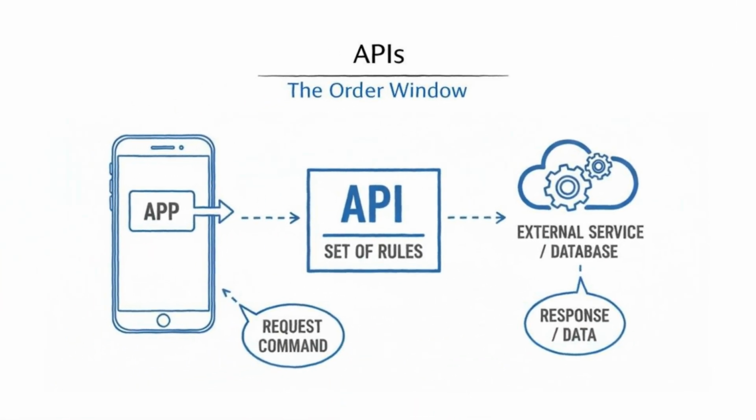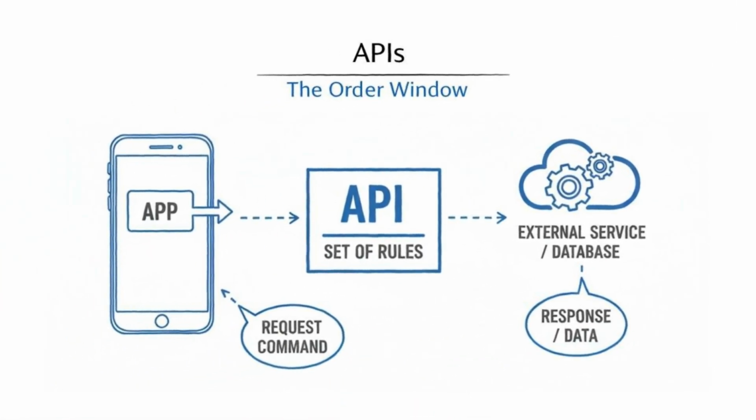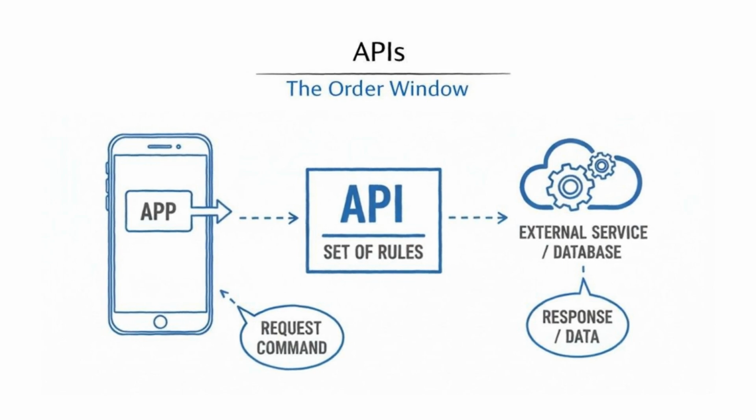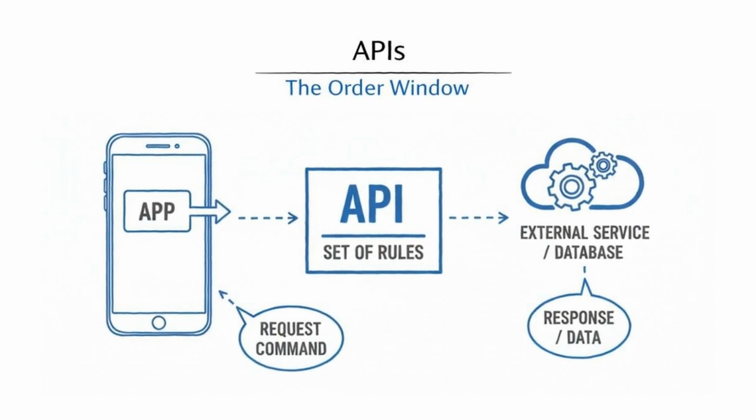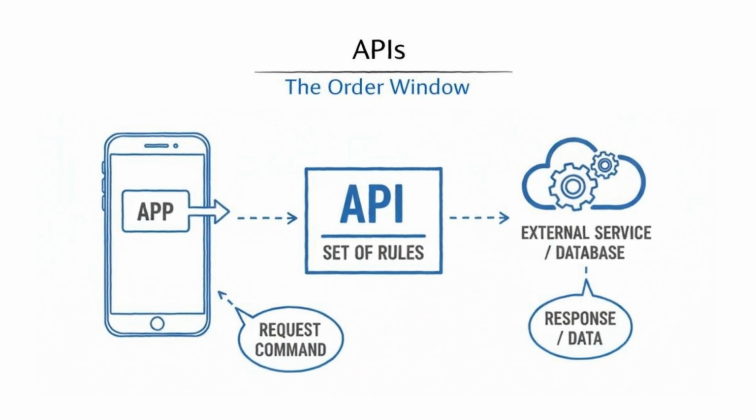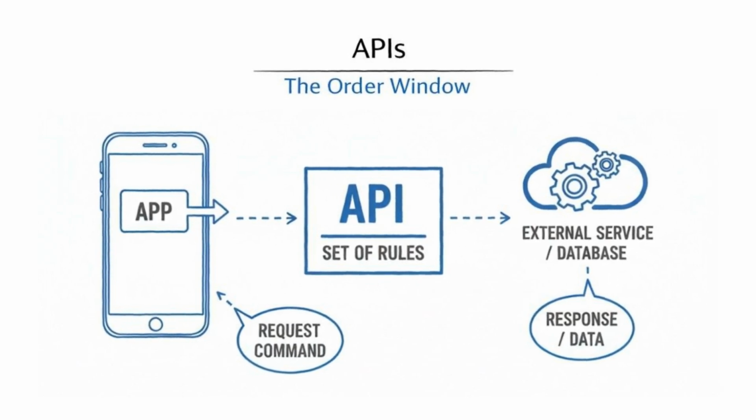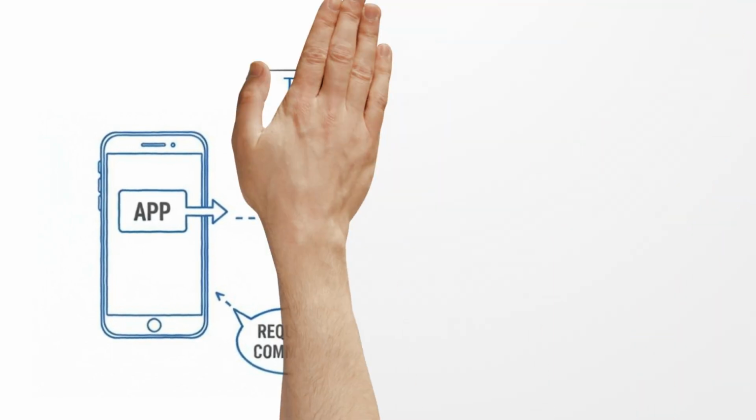API? It's the set of rules that lets the app talk to the service. For example, when you click Pay with PayPal, the API carries that message to PayPal's servers and brings back the success notification. The compiler.